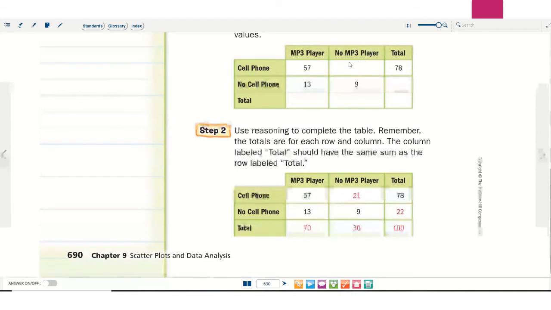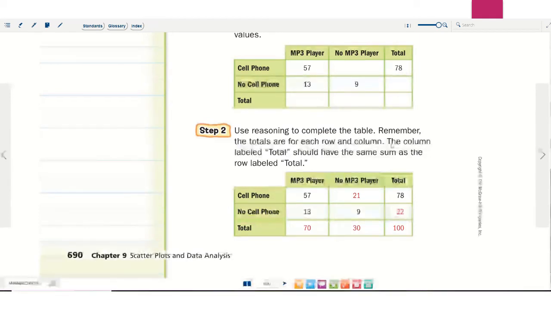Again, after that I can work on, I know 57 plus some number here with no MP3 player should equal 78. So I can work backwards and ask myself 78 minus 57 gives me what number, and that would be 21. So from there, once I've plugged 21 in, I know that I can take 21 plus 9 and get 30, which means then on the bottom row, I should be able to add 70 plus 30 together and get 100. We know that 13 plus 9 was 22, so 78 plus 22 is 100.